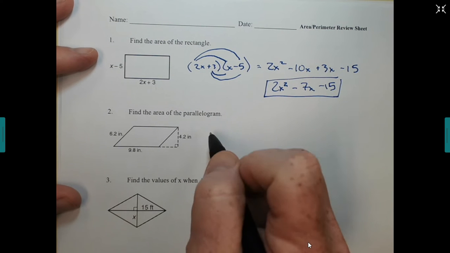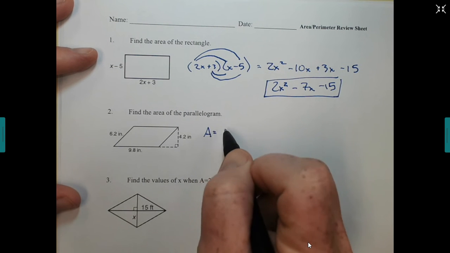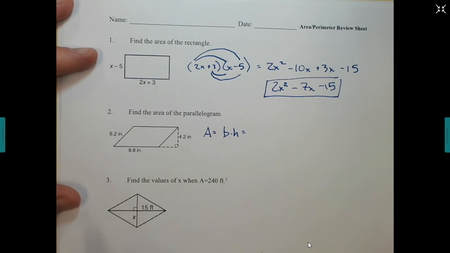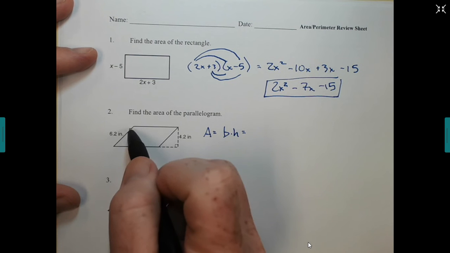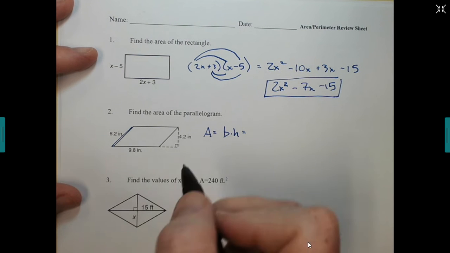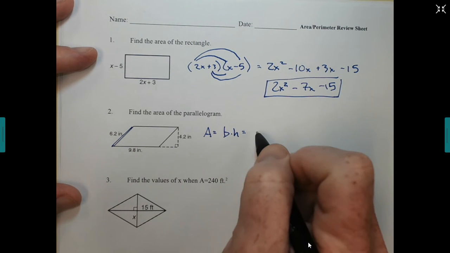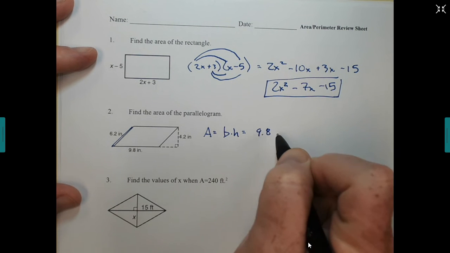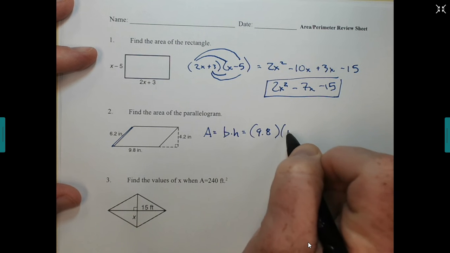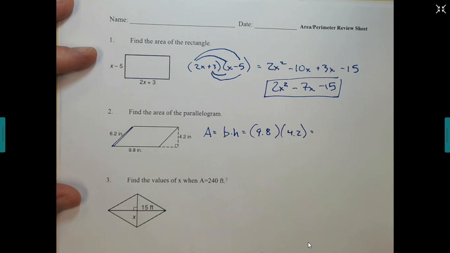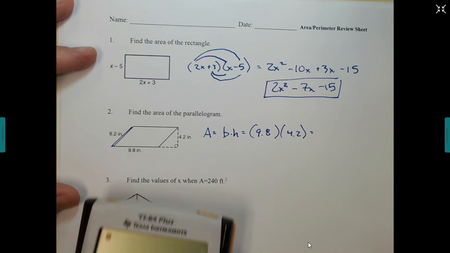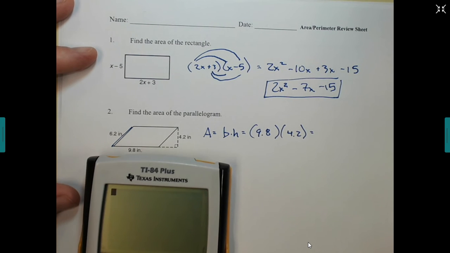Area of the parallelogram. We need to make sure we're doing base times height. This is just a problem to see if you know what the height is. This is not the height. The height here is 4.2, so the base is 9.8. The height is 4.2. And make sure you have access to a calculator.